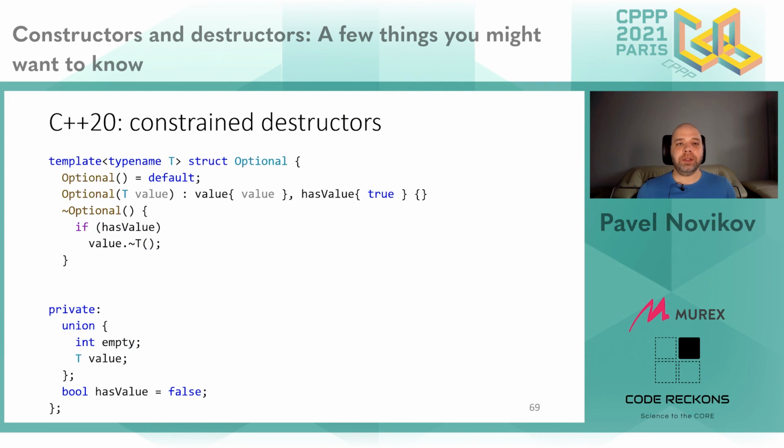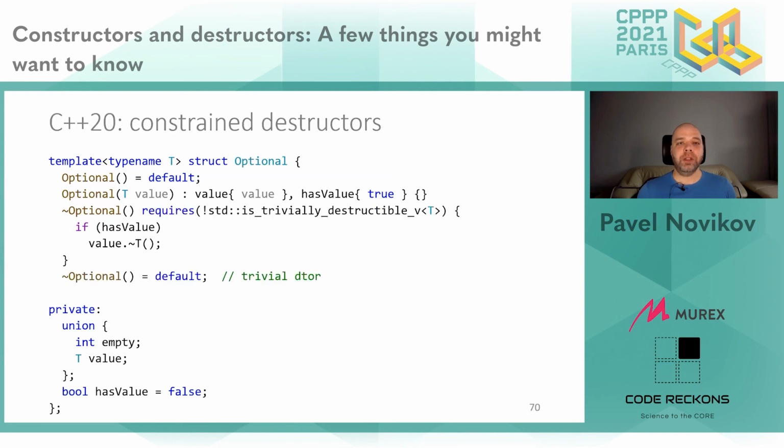And we have the last topic. We are surprisingly on time. In C++20, we now have so-called constrained destructors. So for this example type, optional, we have a default constructor, we have this constructor that puts a value into our optional, and we have a destructor that checks if we have a value, and if we have, it destroys it. This is non-optimal because the destructor is always non-trivial, and for trivial types, we would like to have trivial destructors.